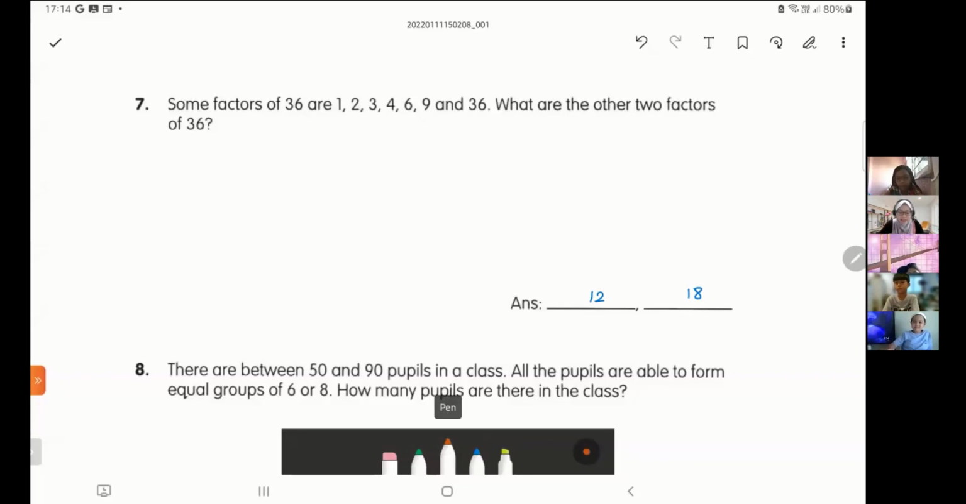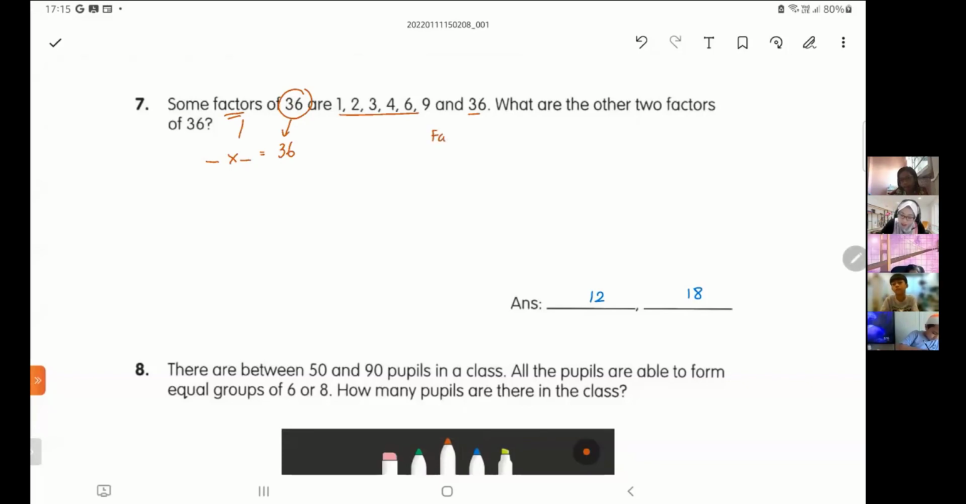Okay, some factors of 36 are this and 36. What are the two other factors of 36? So again, before we can proceed with this kind of question, ask yourself, factors means what? Factors means what times what give me 36. So I'm trying to find what times what that give me the number 36. So I list it down, okay?